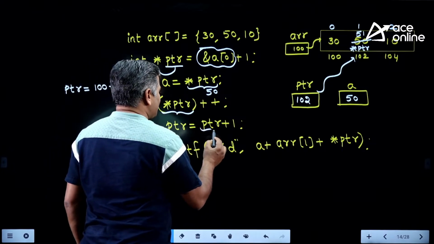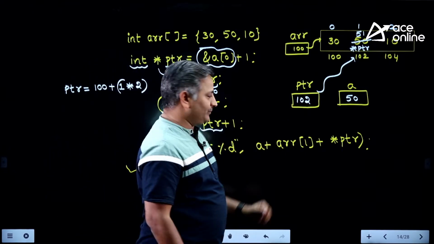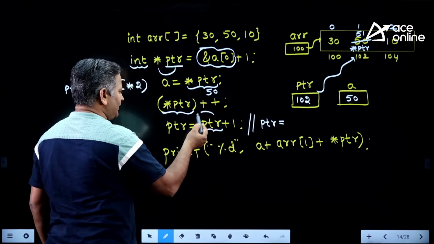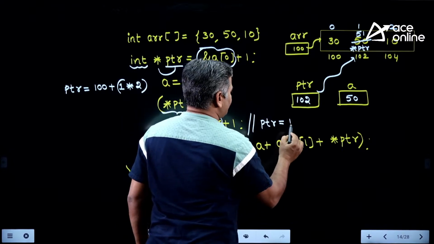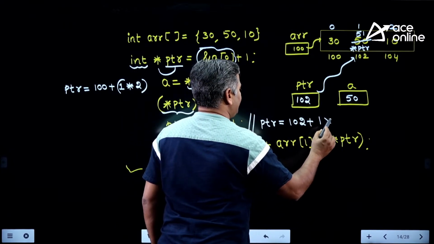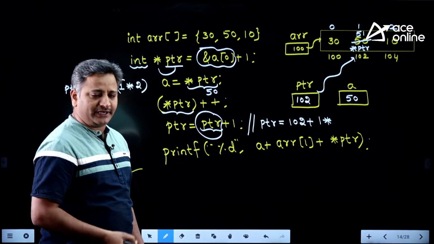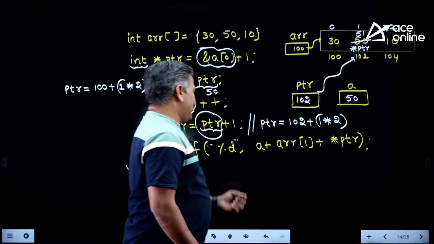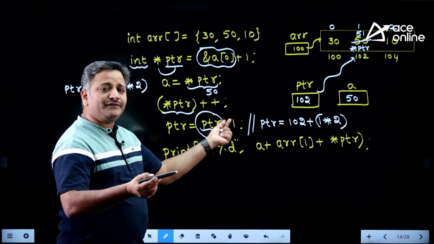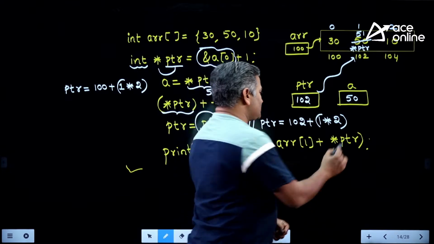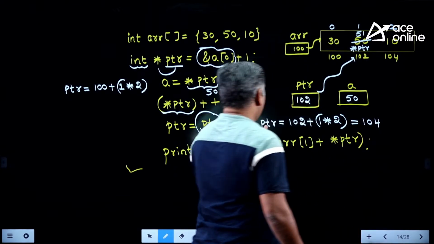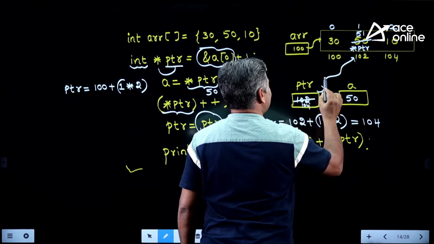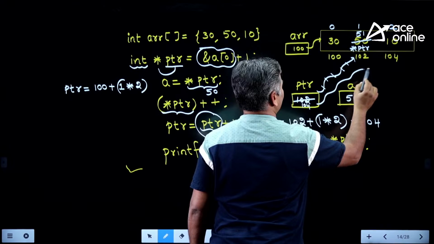Now afterwards, PTR plus 1. What is the content of PTR? 102. Therefore, this statement means PTR equals the content of PTR, which is 102, plus 1 times the size of the data. The size of the data is 2 bytes here. Therefore, it is multiplied by 2, because whenever we add a scalar, that scalar should be multiplied by the size of the data residing at this address. Therefore, 1 times 2 gives 104. Therefore, PTR is updated to the 104 location. So PTR equals 104. Hence, this link got modified and it is pointing to the 104 location.